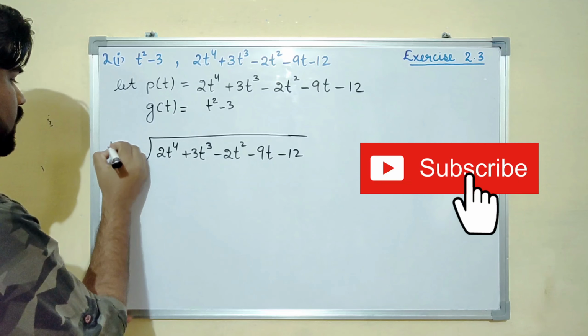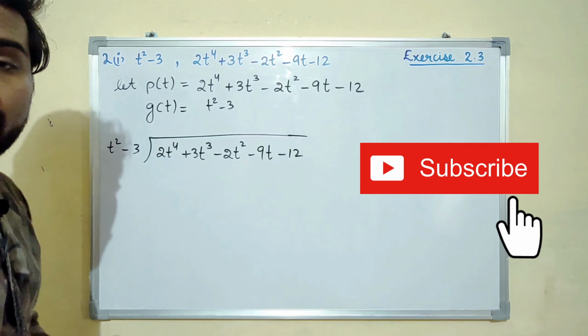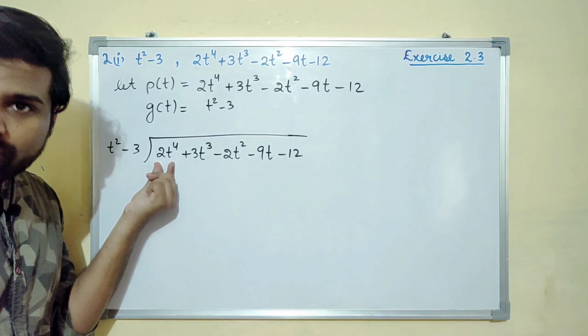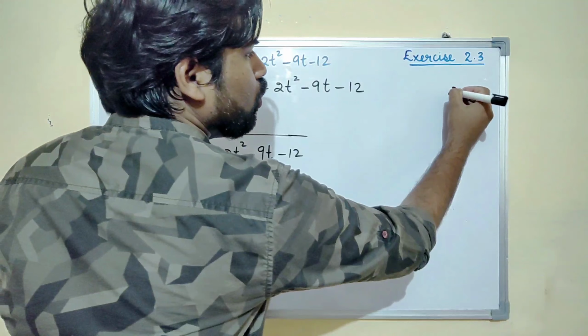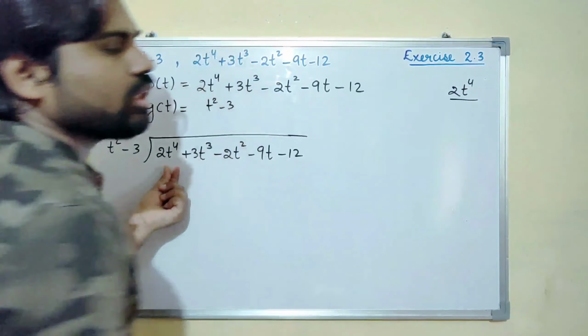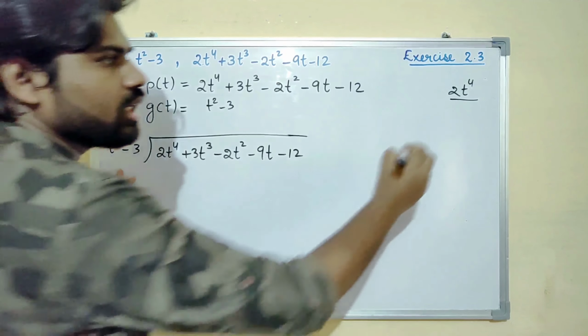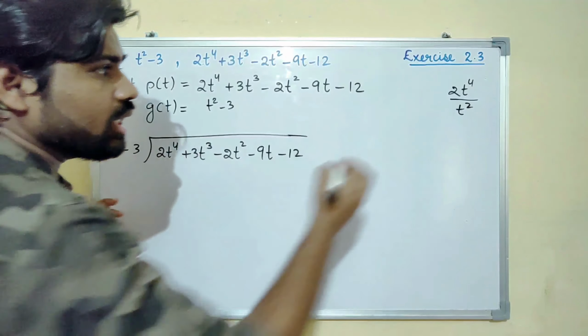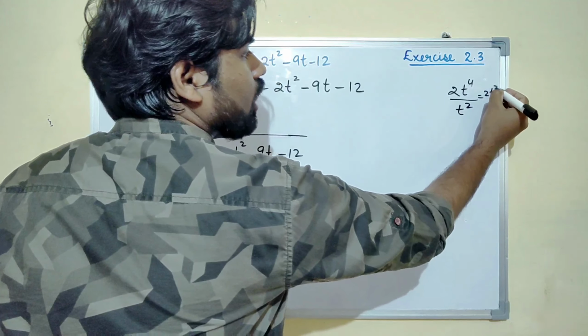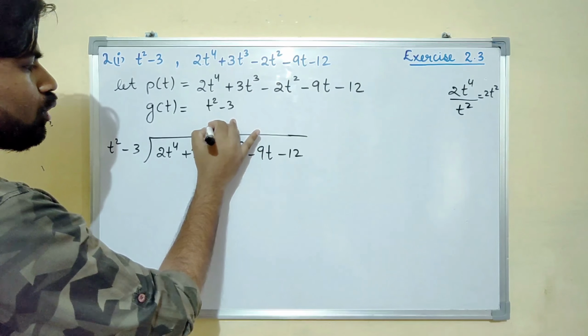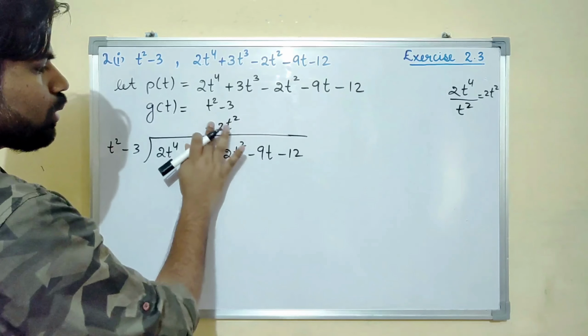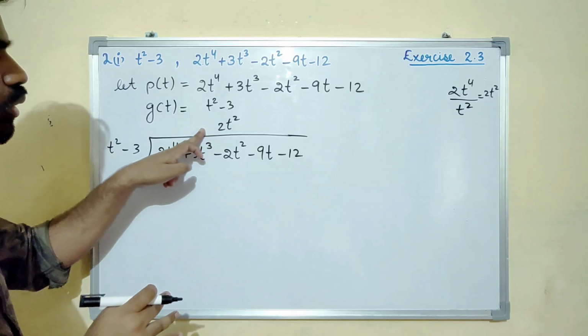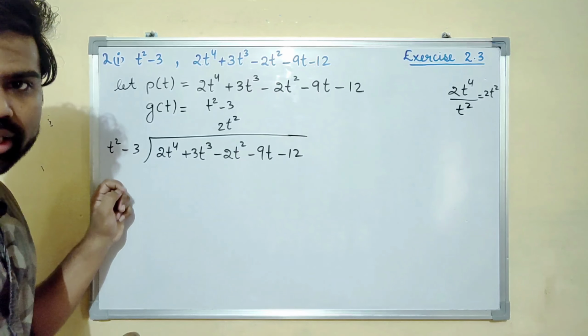Okay, the divisor is t square minus 3. Now the first term of the dividend is 2t to the power 4 and the first term of the divisor is t square. So you will get 2t square, right? 2t square. So write it here, 2t square. Now multiply 2t square by t square minus 3.